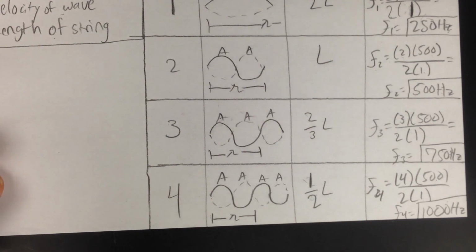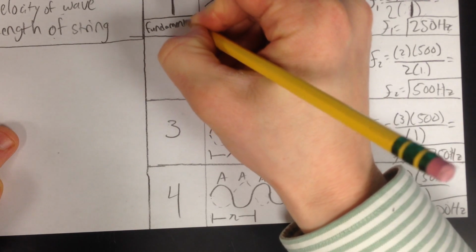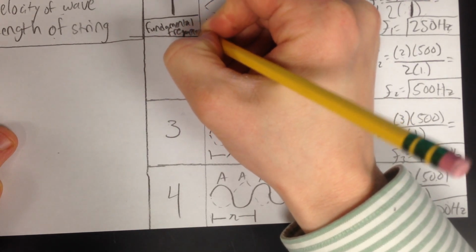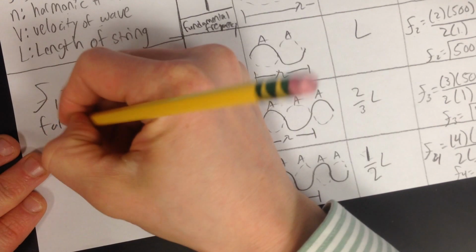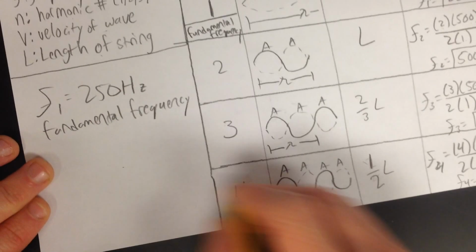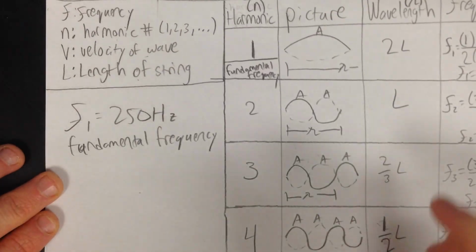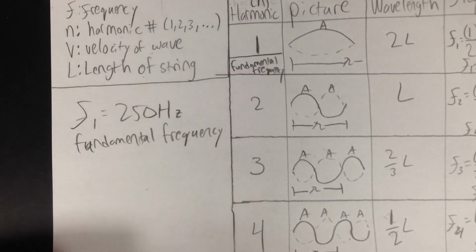But another way to do it is the first harmonic has a special name. It's called, and write this down, the fundamental frequency. So here, F1 is 250 hertz. Write down, that's called the fundamental frequency for this string. Every string is going to have a different one. But this string had a fundamental frequency of 250 hertz. It's the loudest frequency coming from that string. So when you pluck a string, 250 hertz is the primary tone you hear. But you hear all these other harmonics too.